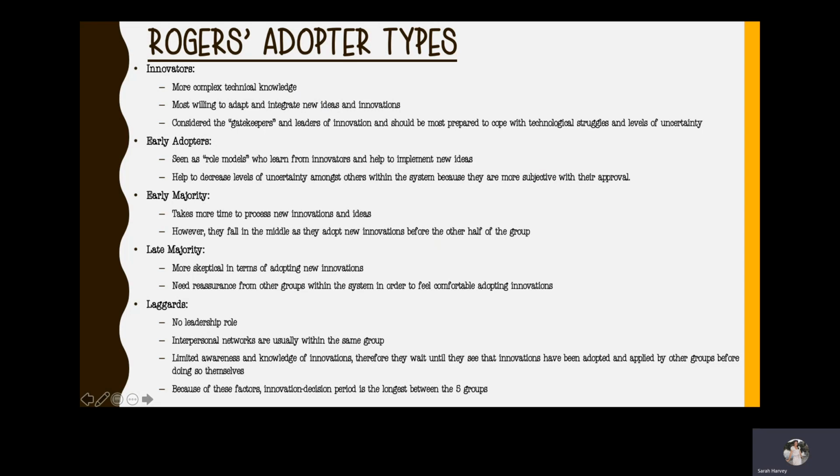And then finally, we have the laggards. So the laggards have no leadership role. The interpersonal networks that they do have are usually within the same group, so laggards stick with each other. And because of that, they have limited awareness and knowledge of innovations. So therefore, they wait until they see that innovations have already been adopted and applied by the 4 other groups before doing so themselves. And due to these factors, the innovation decision period is the longest between the 5 groups.